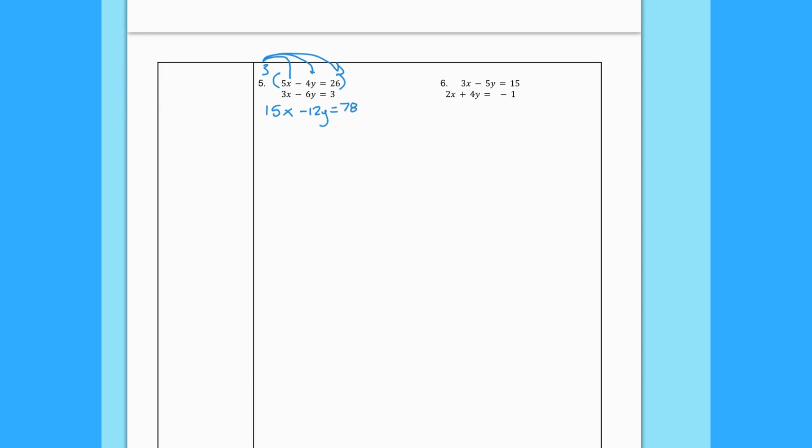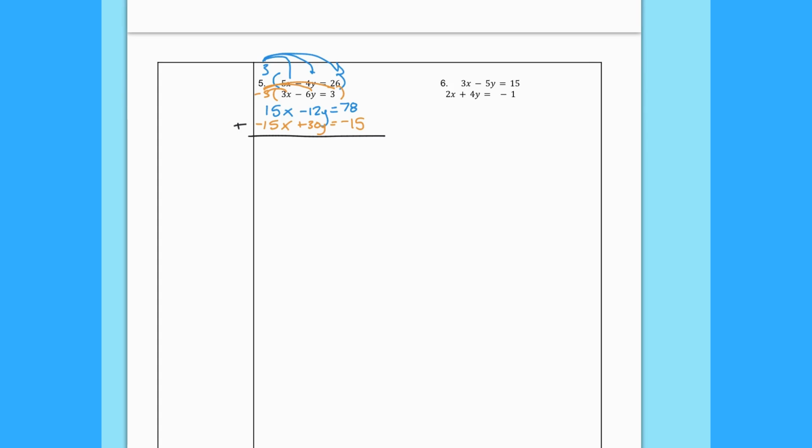So then if I made that top equation be positive 15, then I need the bottom one to be negative 15. So then I have to multiply this whole equation by negative 5. So negative 5 times 3x, there's my negative 15x. Negative 5 times negative 6 is positive 30y. And negative 5 times positive 3 is going to be negative 15. Okay, so now we can add these equations together.